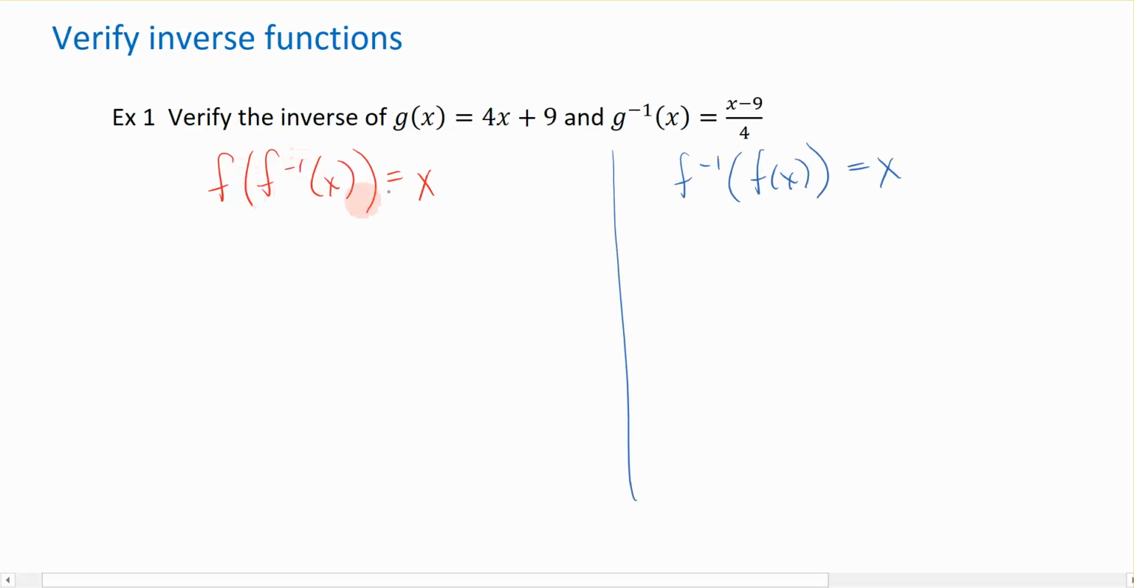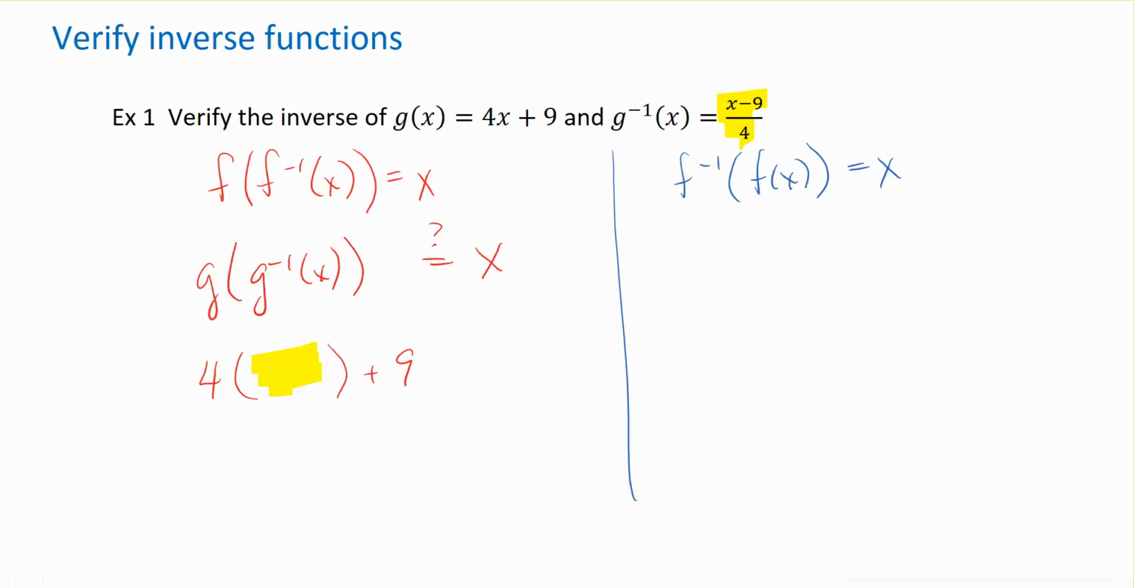So we're going to start over here on this side. I have the function g that I'm going to compose with its inverse at x, and I'm going to determine whether or not that equals x. So I take the function g of x, which looks like 4 times something plus 9. And inside of this set of parentheses right here, I'm going to replace it with g inverse of x, right? Because I'm evaluating g at g inverse. So this becomes (x minus 9) over 4.